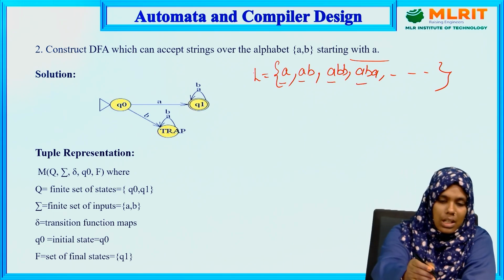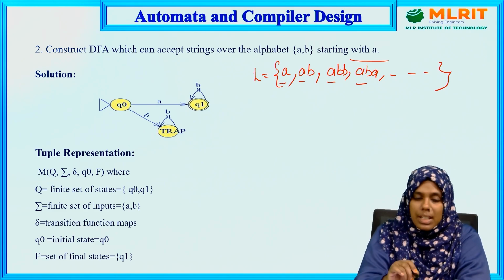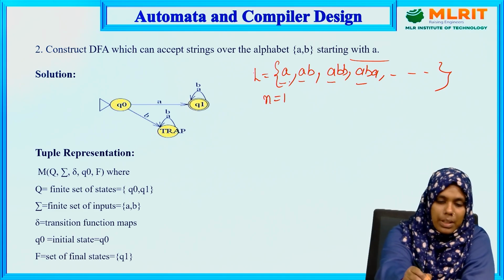Now see what the minimum length of the string in the language is. That is n equal to 1, right?